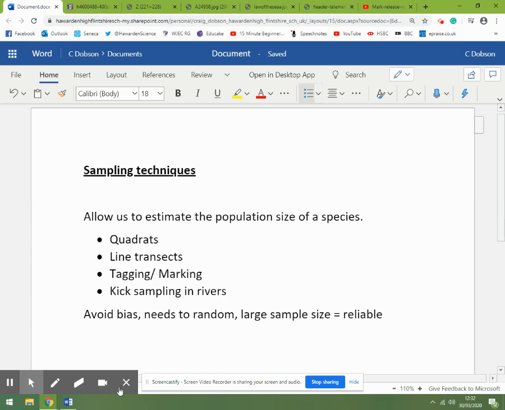But what we want to do is try to avoid bias at all costs. So we're not going to go to a certain area and just look there, nowhere else. We need to find some random way of picking those areas, so we need to be random. And we also want a large sample size so it becomes reliable, so we get reliable, accurate data.